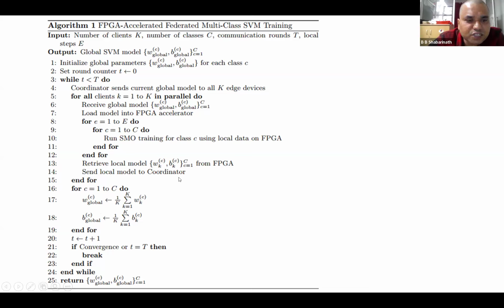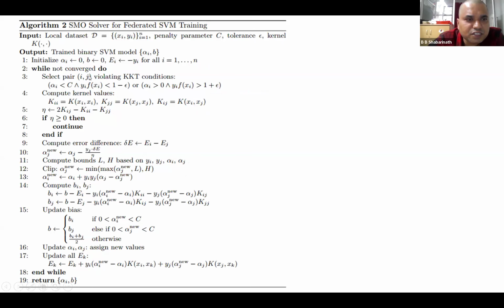In this case, the SVM training using sequential minimal optimization is performed using this algorithm. This is the SMO solver for SVM training, where we have initial model parameters initialized. Here we have Lagrange multipliers and bias initialized to 0, and we have these error updates. These algorithms continue till the convergence criteria is met. In each iteration, it picks up the two training vectors which are violating the Karush-Kuhn-Tucker conditions.